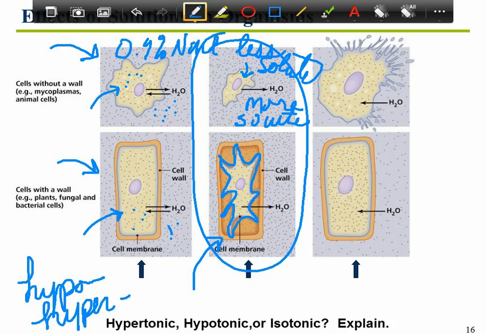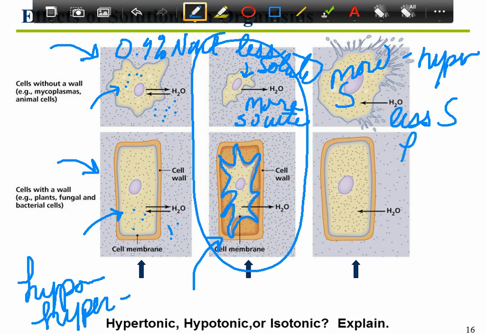Okay, in the third scenario, look at this solution on the outside. There's less solute, I'm going to put S, out here. There is more solute in the cell. So now the inside of the cell is hyper, and the outside of the cell is hypo, and water's going to move. You're going to get net osmosis from hypo to hyper. The water moves in, you see that. The cell is going to explode.